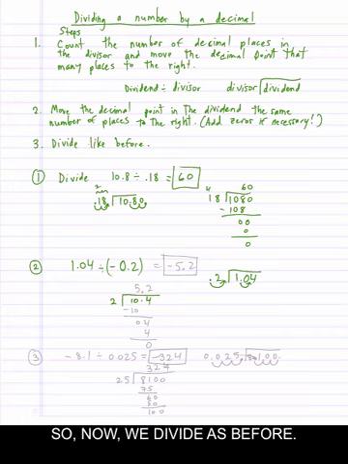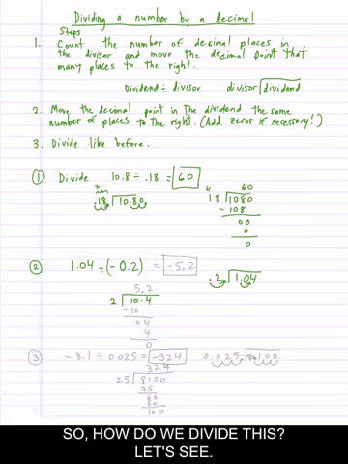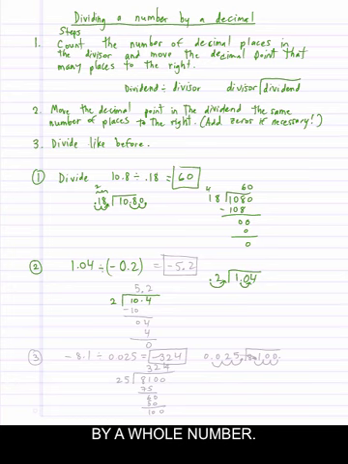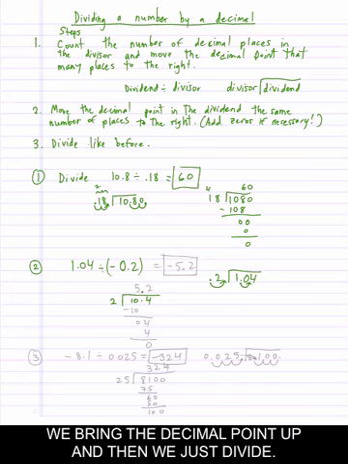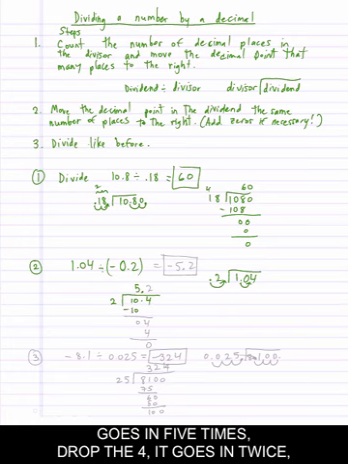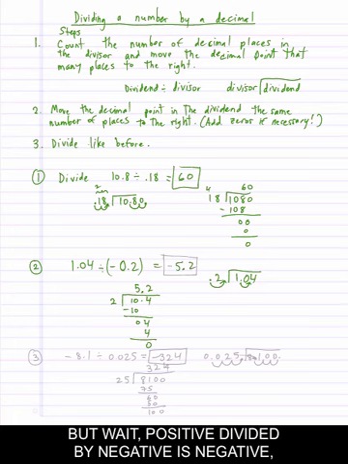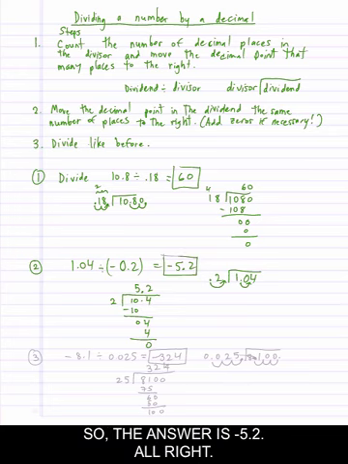So now we divide as before. So how do we divide this? Let's see. If you haven't reviewed this, please watch the other video first on how to divide a decimal by a whole number. We bring the decimal point up, and then we just divide. Goes in 5 times. Drop the 4. It goes in twice. So the answer is 5.2, but wait. Positive divided by negative is negative. So the answer is negative 5.2.